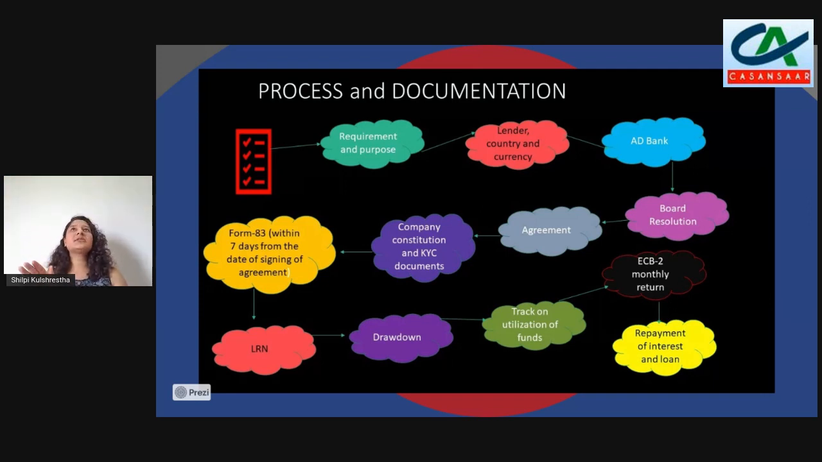And what is more important in this particular process is dates. Dates, especially when you are entering into the agreement. From the date of entering into the agreement till the date of filing Form 83, it is really important to design your internal processes in such a way that there is no extra work and no extra paperwork.